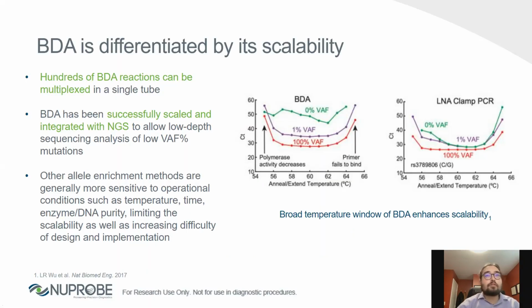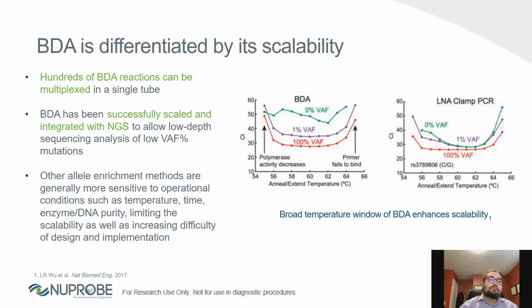Now, several of these methods for rare allele enrichment have been described in literature, but I think what differentiates the BDA amplification approach is really its scalability. So BDA enrichment can efficiently occur over a broader range of temperatures compared to some of these other methods that have been described, such as, in this case, LNA clamp PCR. This has enabled us to really scale up BDA assays to NGS approaches, allowing low-depth sequencing analysis of low VAF mutations.